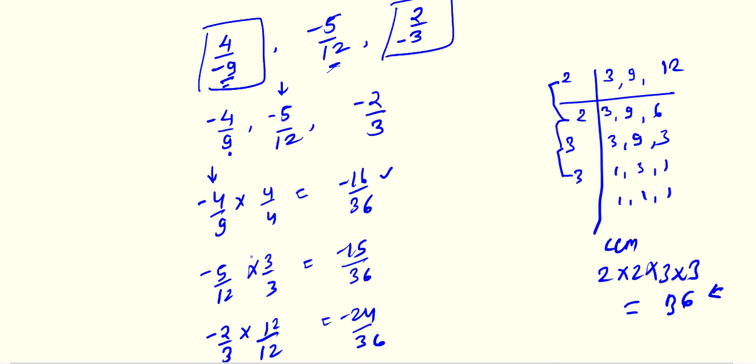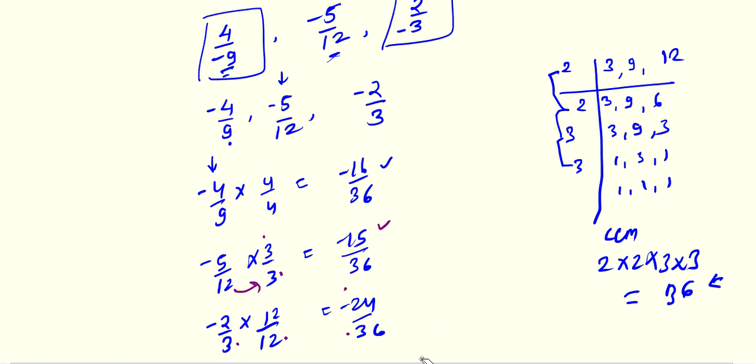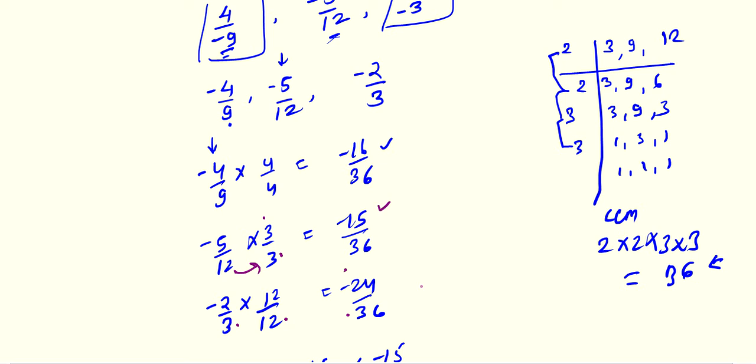Similarly -5 by 12. We have to multiply something in 12 to get 36. So we multiply 3, because 12 3s are 36. So 3 by 3. From here we get -15 by 36. Now -2 by 3. In 3 we will multiply 12, so our denominator is 36. So 12 by 12. -2 into 12 is -24, 3 into 12 is 36. Now the ascending order we have to write here.